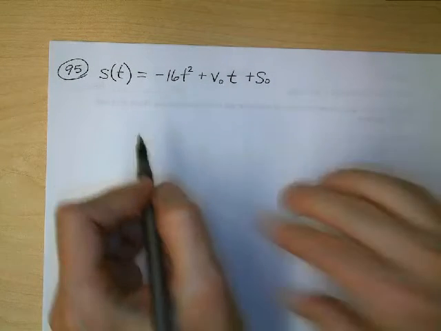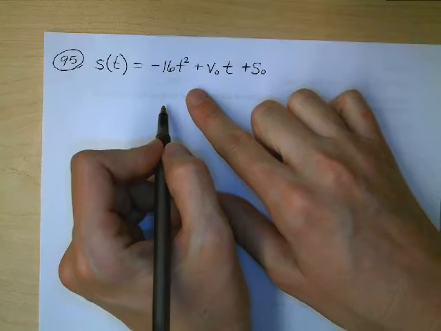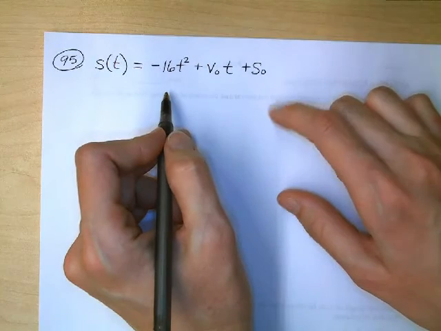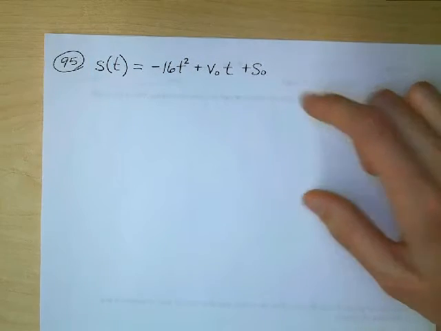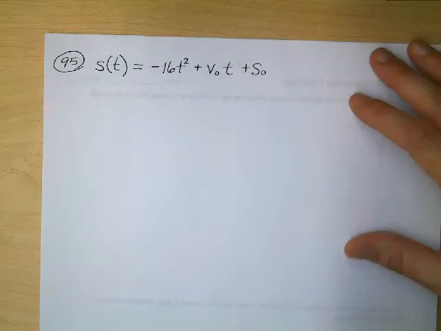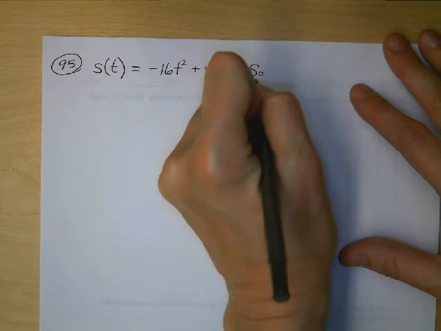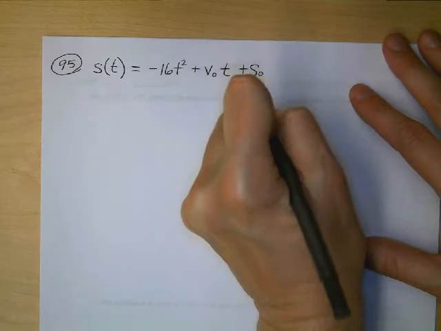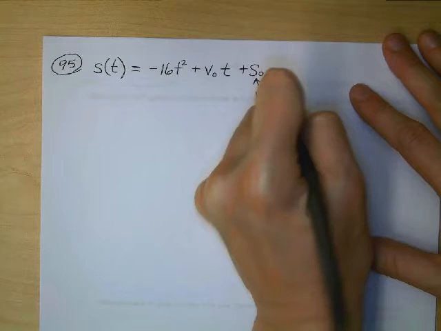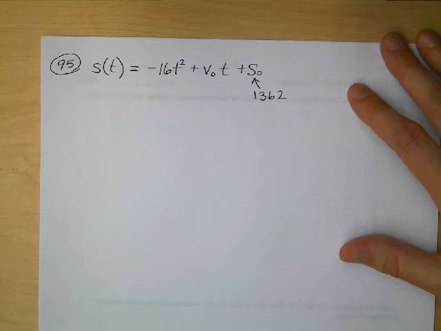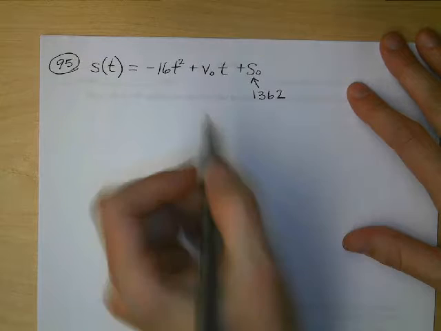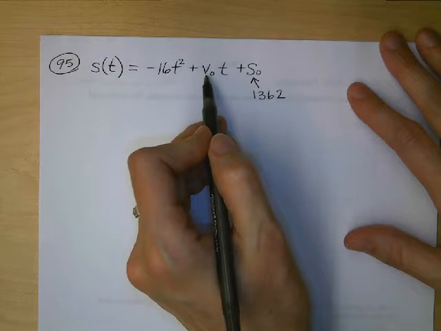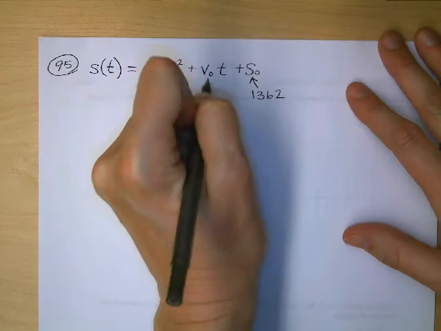Okay, so they say a silver dollar is dropped from the top of a building that's 1,362 feet tall. So where would I put that 1,362? Yeah, this last number, they're telling you that's 1,362. So then they're just going to drop a coin from the top of a building, they said. So what do you think the initial velocity is? Yeah, the initial velocity is 0.